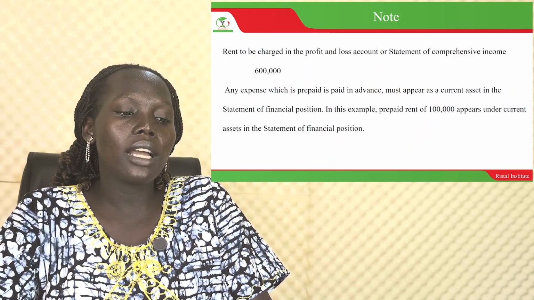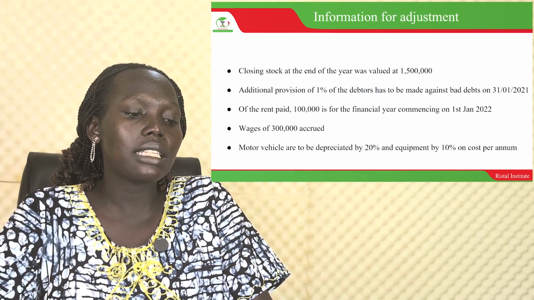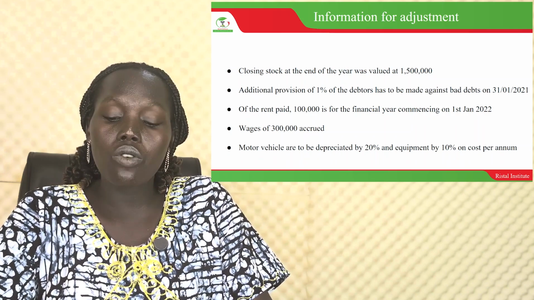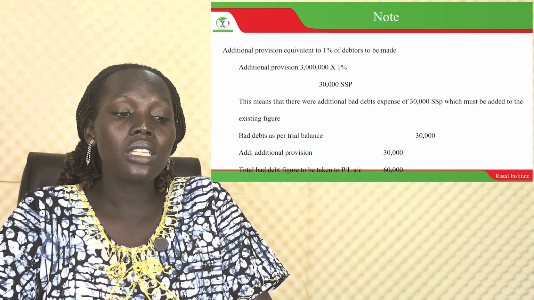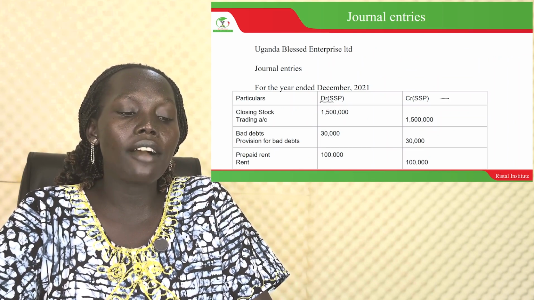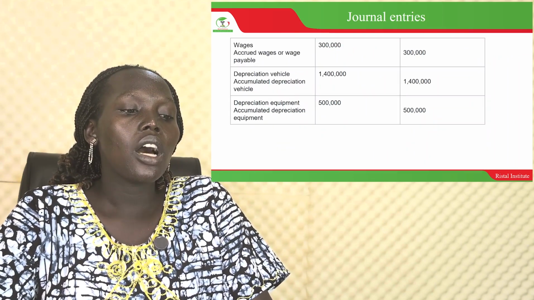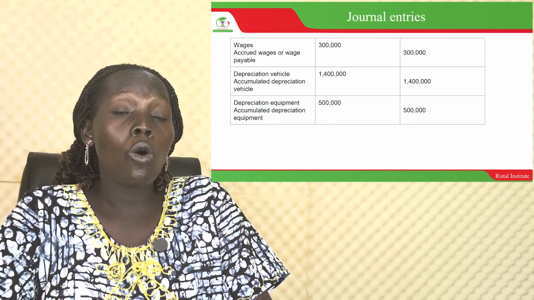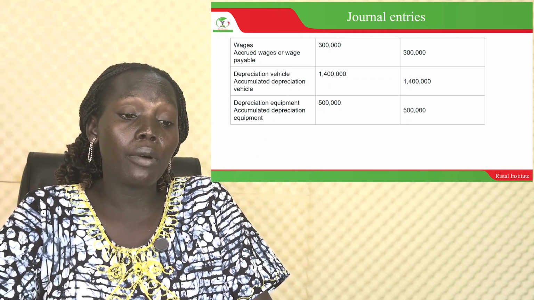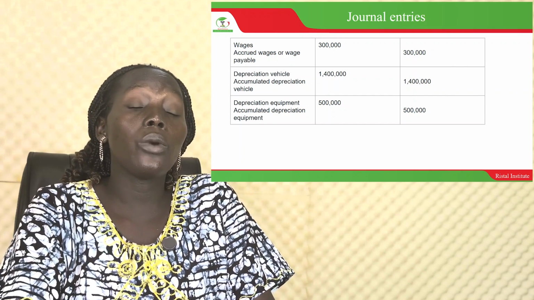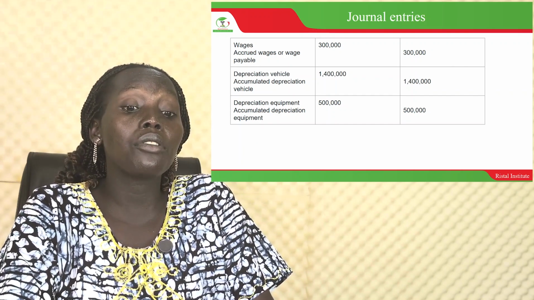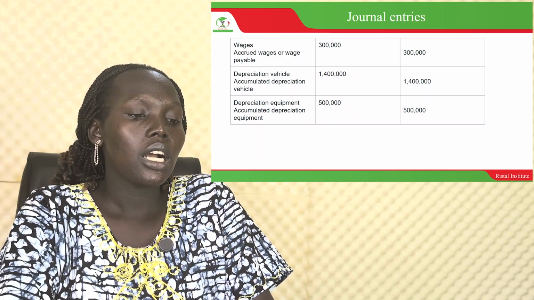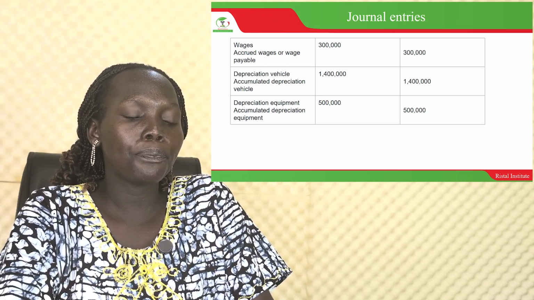Next we have wages. So we go back to our additional information. What does it say? It says that the wages of 300,000 accrued. So what does it mean? We have two accounts. We have wages, and then we also have accrued wages, or what we can call wages payable. So the wages will be receiving, and then we shall credit accrued wages.